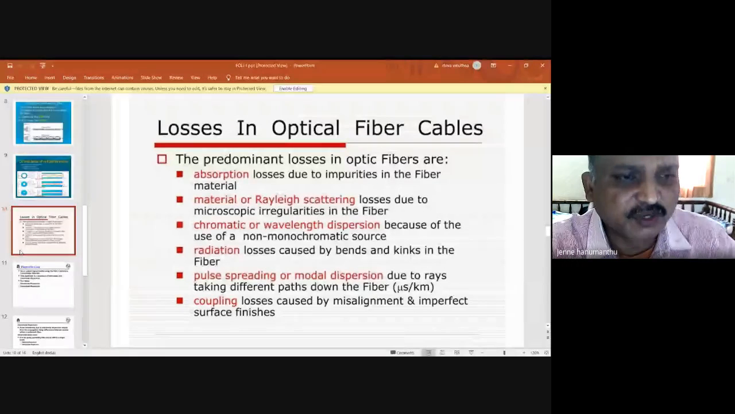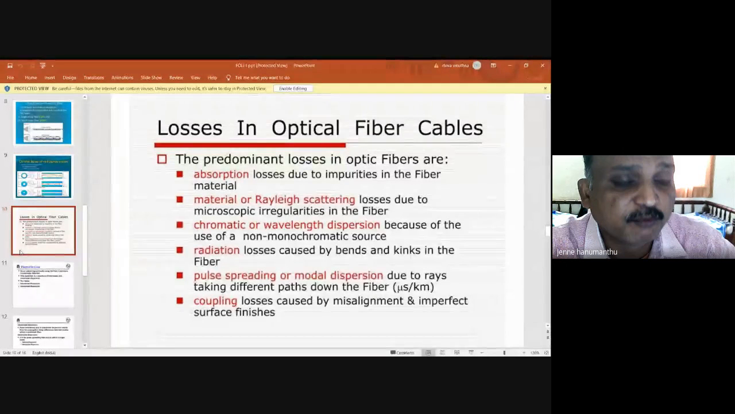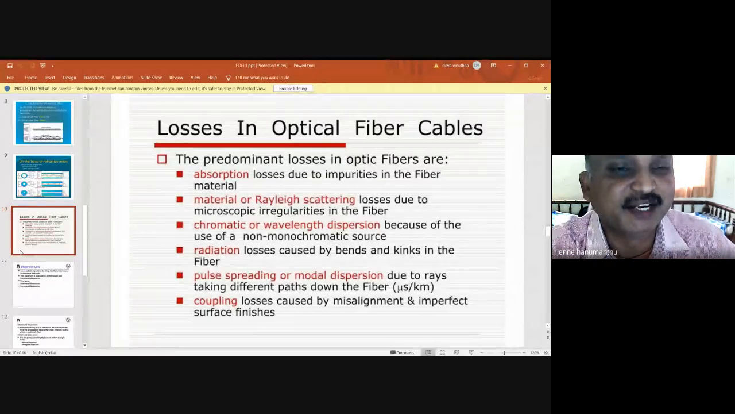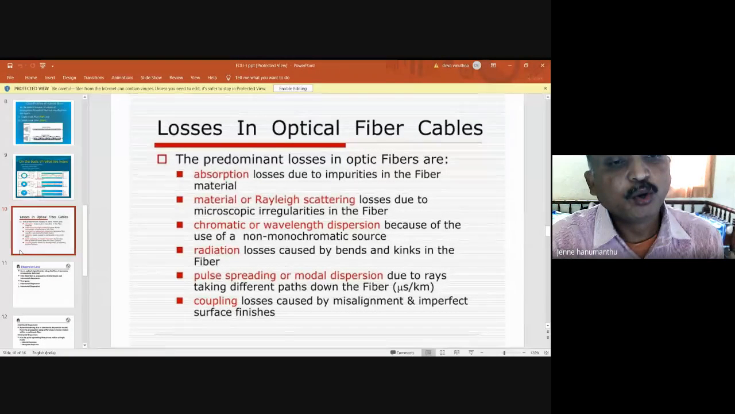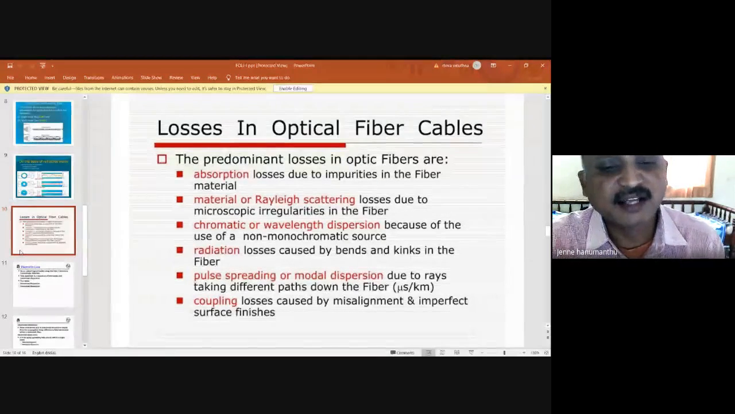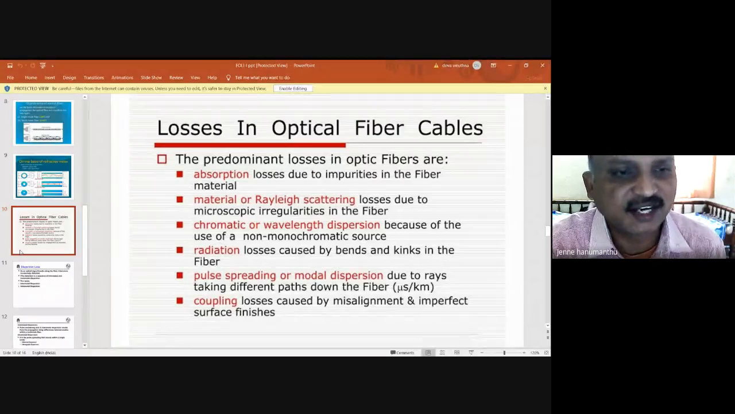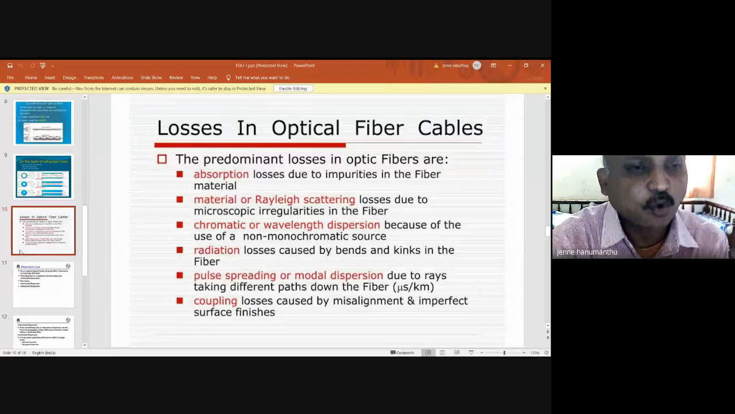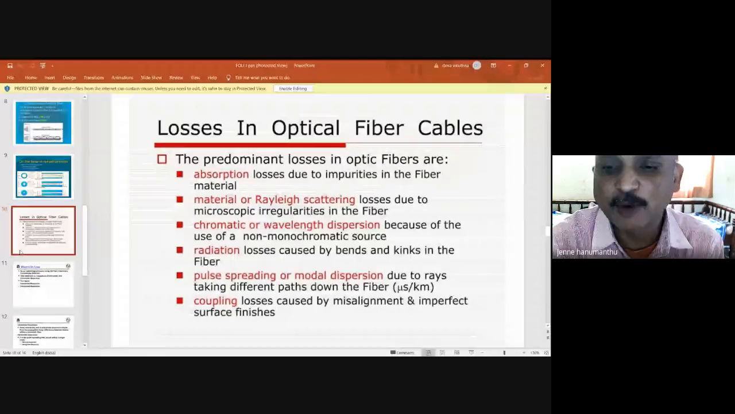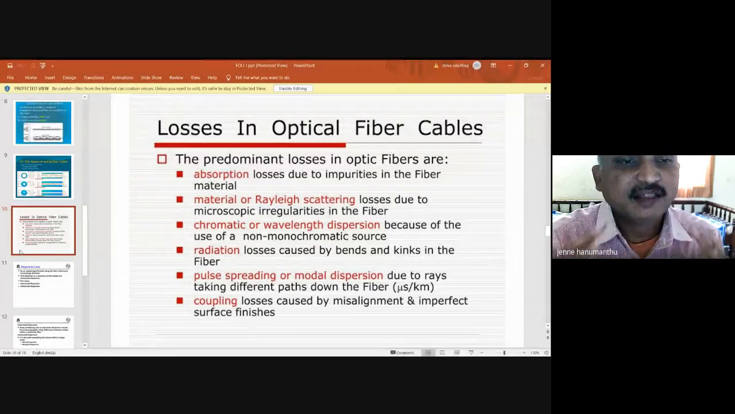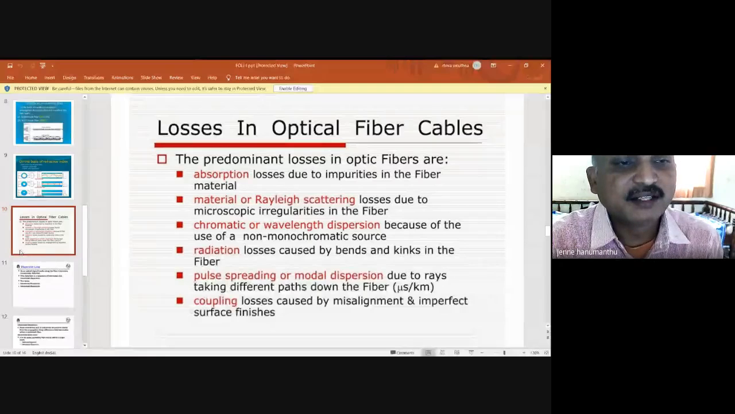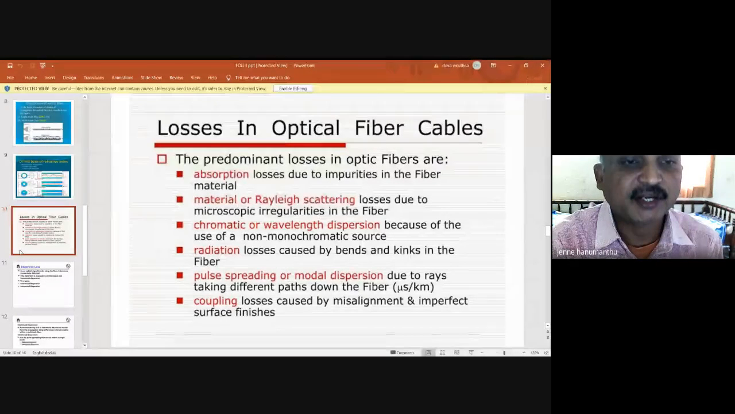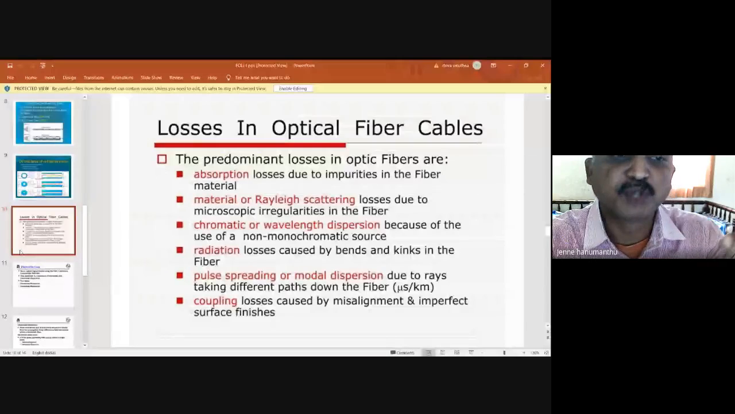The first one is absorption. What is absorption? This absorption is due to impurities in the fiber material. As we discussed just now, the core is one material, the cladding is another material, with other refractive indexes, right? So because of impurities, if you are not selecting the core material and cladding material properly, what happens? That fiber will simply absorb the light as it propagates through the fiber. That is called absorption losses.